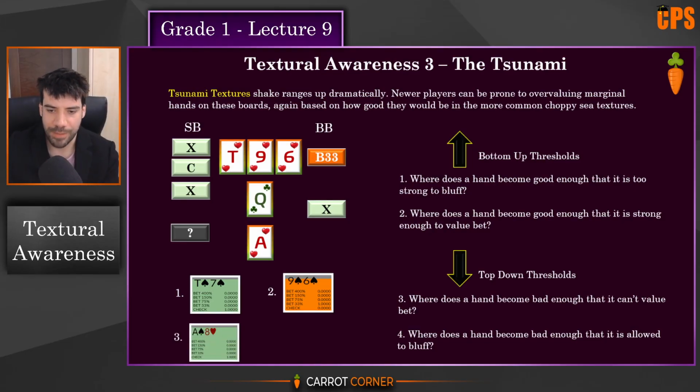Number 3, where does a hand become bad enough if we're going from the top down that it can't value bet? That's going to be the Ace-8. This hand is just a little bit too weak. We're going to need to have 2 pair here. Ace-Jack as well, maybe something like that can fit the bill also. Ace-King, but these sort of Ace-X hands, they all play very similar because of course the big blind player doesn't have a lot of Ace-King or Ace-Jack in their range here when they don't 3-bet pre.